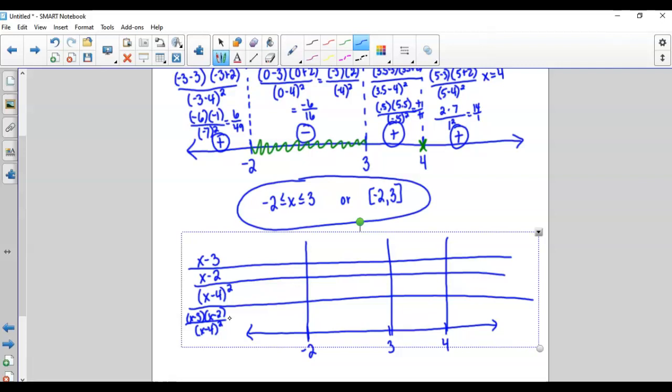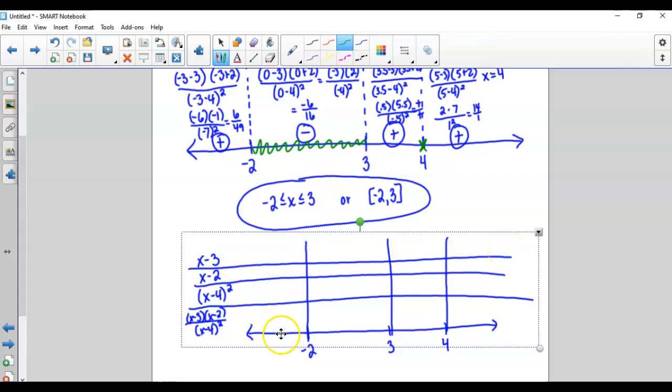So it alternates. If you're multiplying an even number of positives or negatives together, you're going to get a positive. If you multiply an odd number of negatives together, you get a negative. And so what we want to do is just count our negatives here. If we think of each one of these individually, it's a little bit easier.